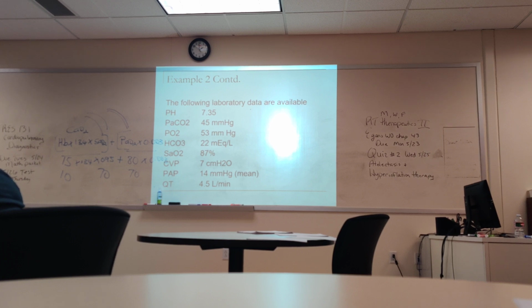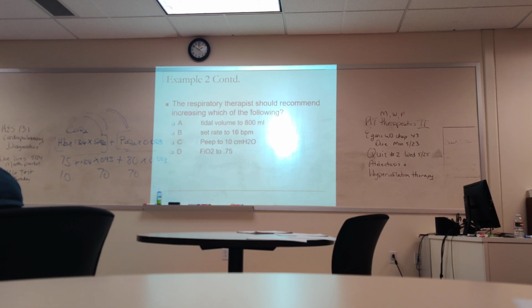CVP 7, well, that's good. It means that the level of PEEP that we currently have is not affecting the right heart. PAP, well, that's good. 13 to 17, that's good. 14 is in that range. Cardiac output, that's good.